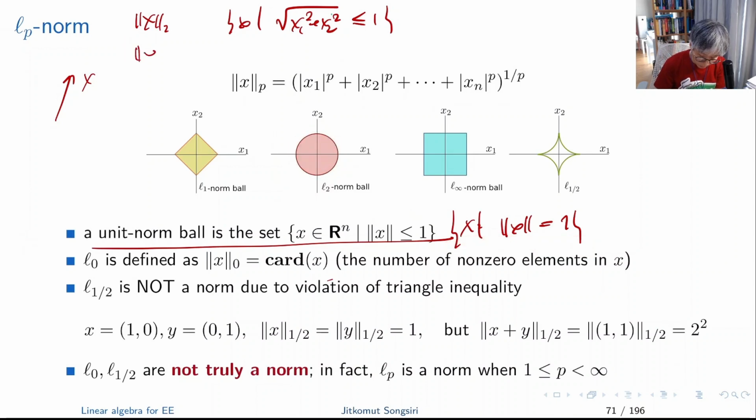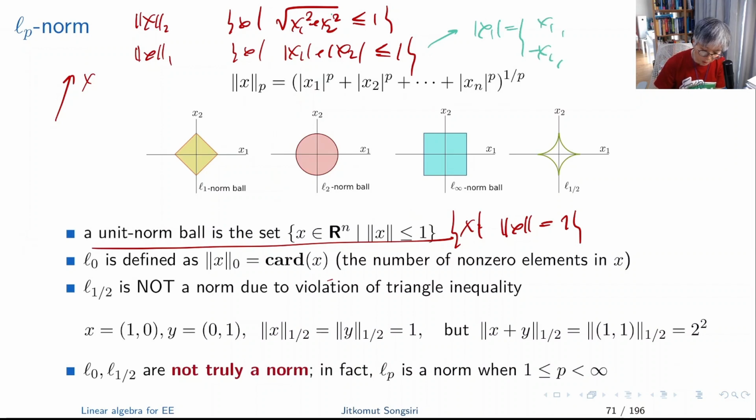For the L1 norm, it's going to be the set where the absolute value of x1 plus the absolute value of x2 is less than 1. In order to describe this, you just need to work with the absolute value. So you can use the simple fact that the absolute value can be split into x1 and minus x1 depending on its sign, right? And if you plug that in for all combinations of x1 and x2, you will end up having this area like a diamond shape.